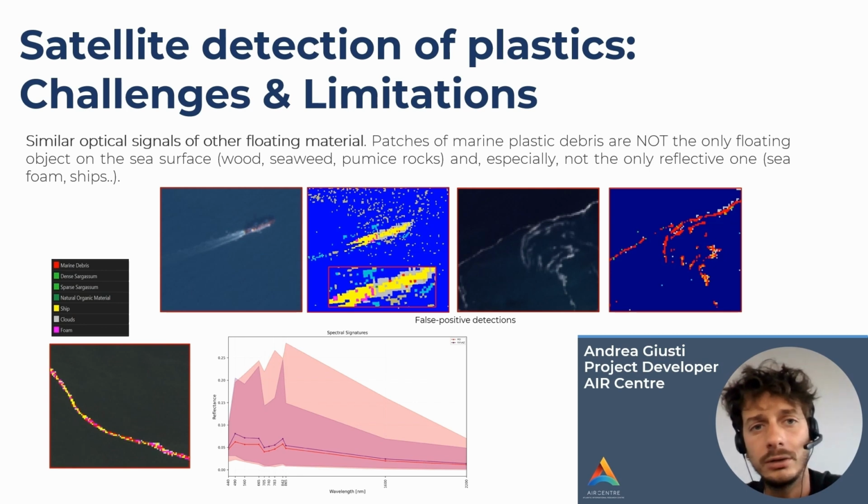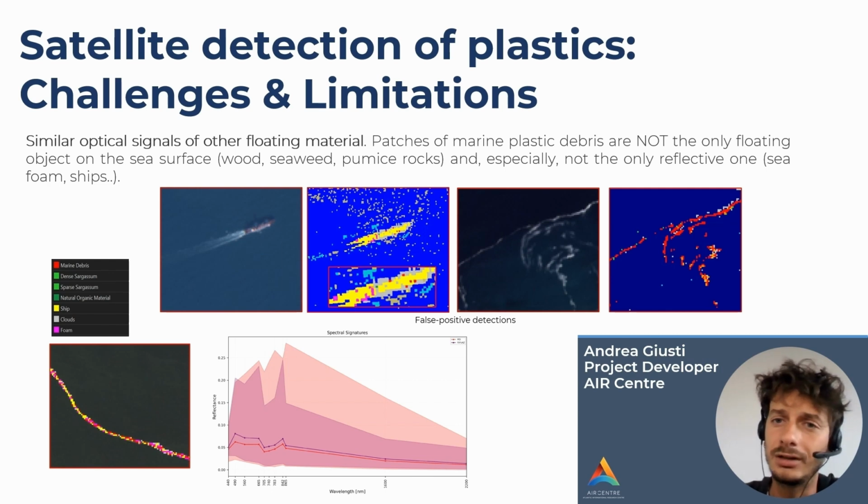While the use of satellite spectral signatures and machine learning for the detection of marine debris is quite promising, it still comes with a lot of challenges and limitations. And one of the main challenges is the presence of similar optical signals from other materials floating on the ocean surface. Plastic marine debris, in fact, is not the only material floating out there. In fact, we also find objects such as wood, seaweed, or pumice rock.